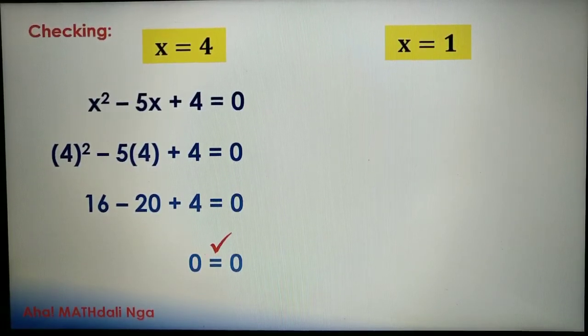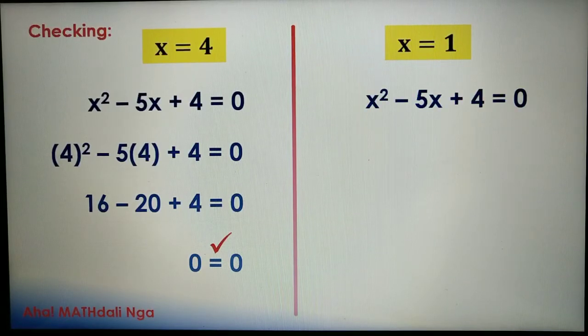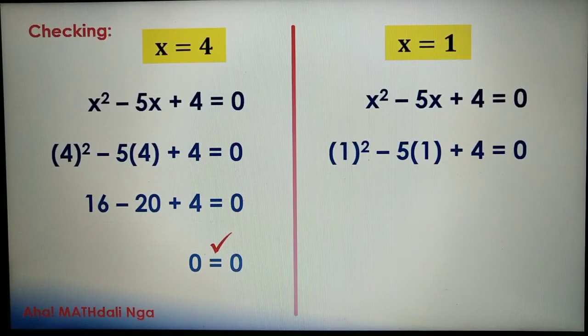How about positive 1? Let's try. The given quadratic equation, x squared minus 5x plus 4 equals 0. By substitution, we have the square of 1 minus 5 times 1 plus 4 equals 0.